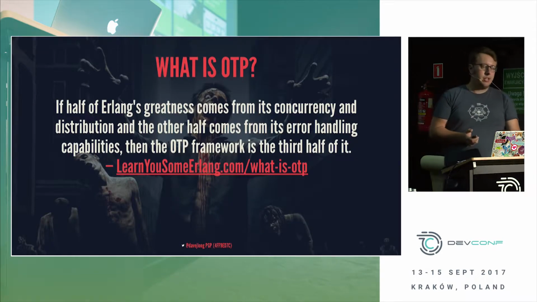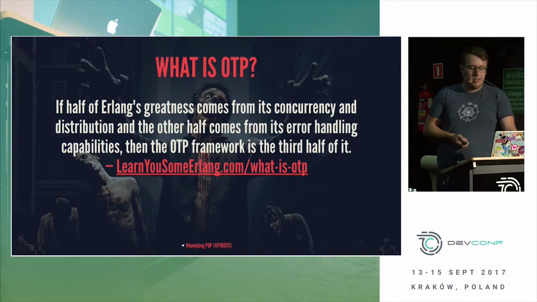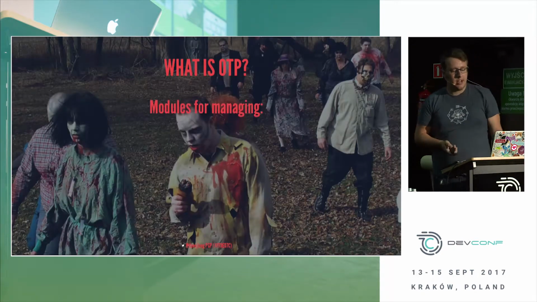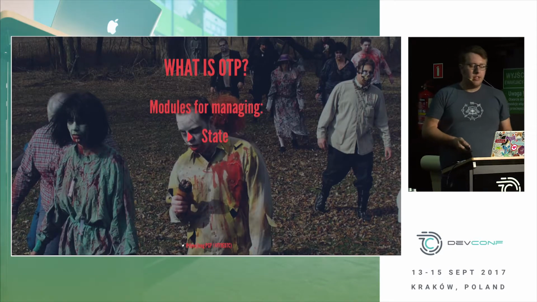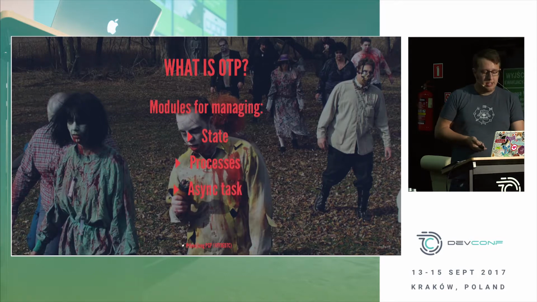So the next thing we need to know is, what is OTP? This was a quote that I found that I just thought perfectly describes it. We know that Erlang's power comes from concurrency, it comes from error handling, and the OTP framework really is the third half of the greatness of Erlang. OTP is simply a set of modules that we can use to manage application state, application processes, as well as asynchronous tasks that need to run.